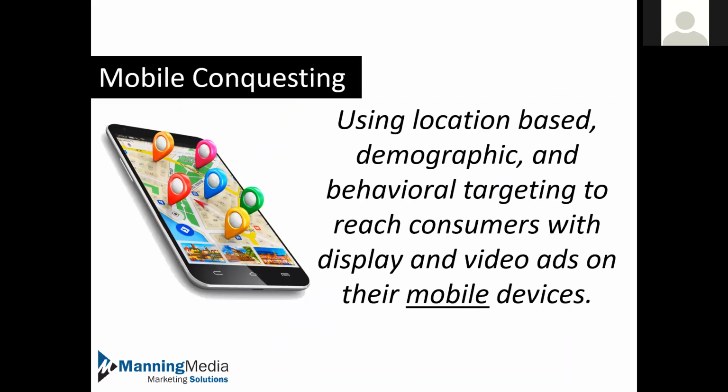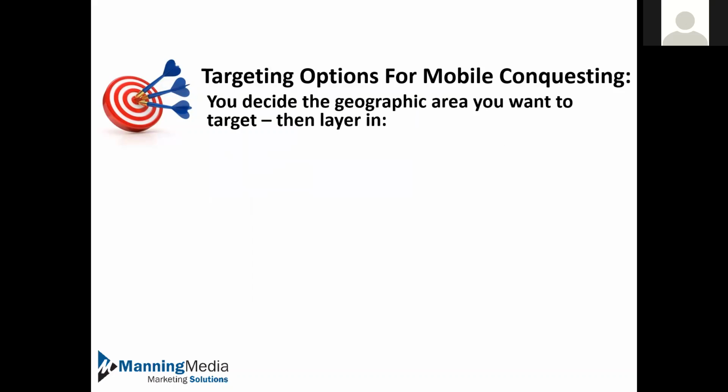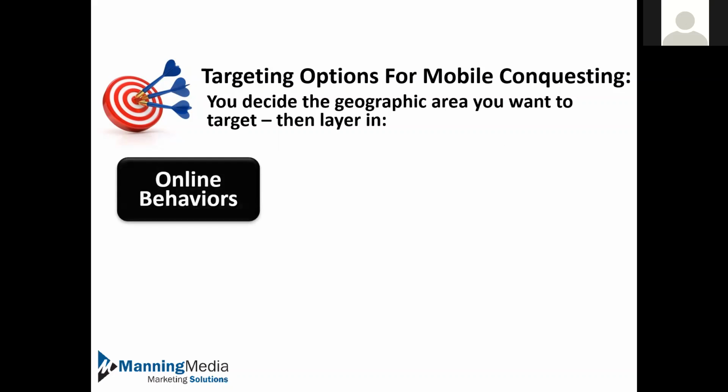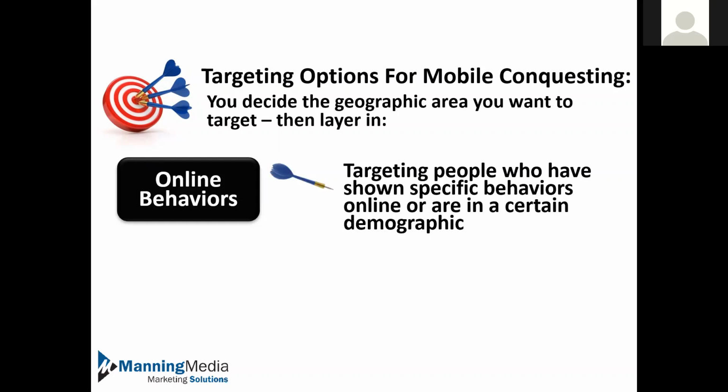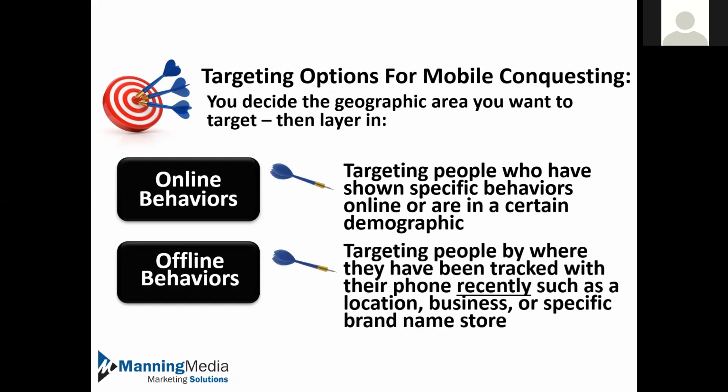Mobile conquesting. Now, this is location-based, and it's also going to incorporate demographic and behavioral targeting to reach consumers with display and video ads on mobile devices only. So targeting options for mobile conquesting. You decide on that geographic area, and then we're going to layer in online behavior, and that's going to target people who are showing specific behaviors online or are in a certain demographic. Offline behaviors, targeting people where they've been tracked on their phone most recently, such as a location, a business, or even a specific brand name store.